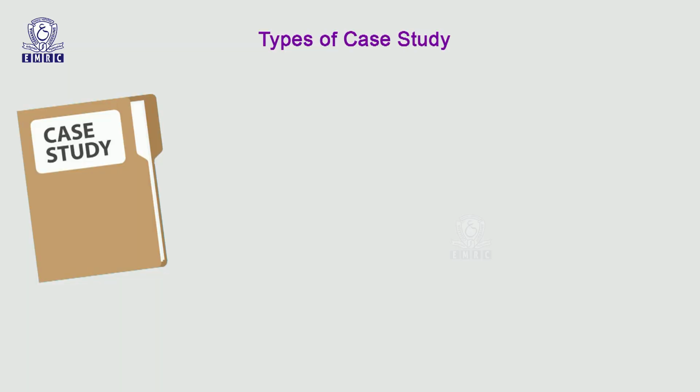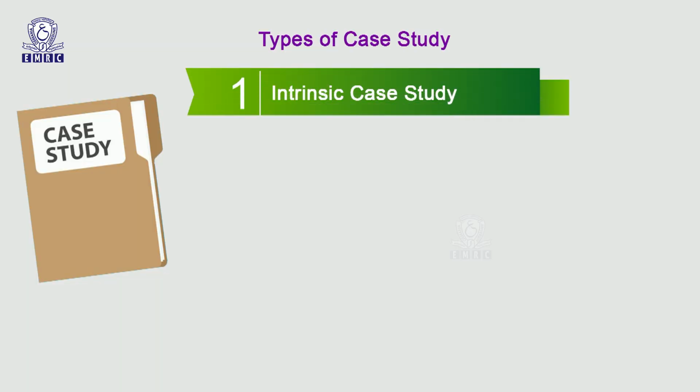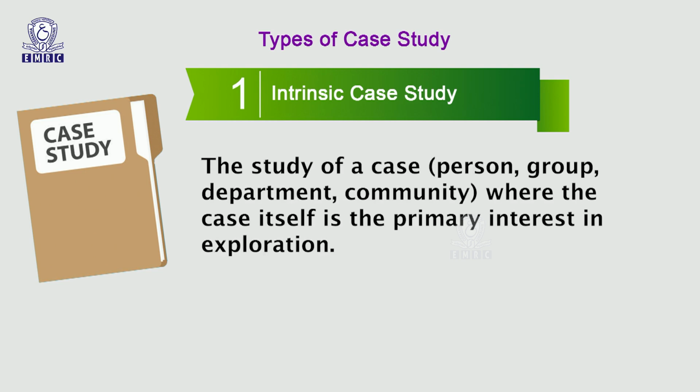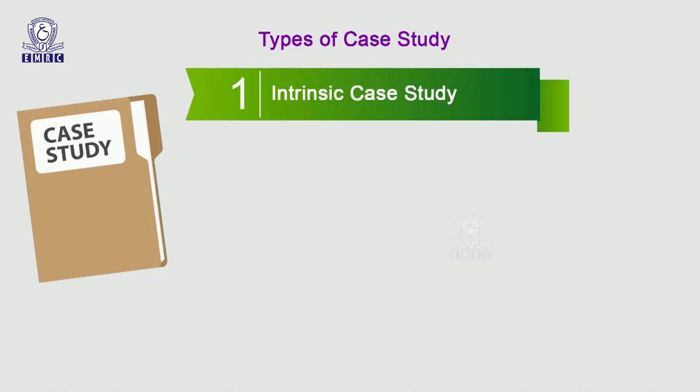Now, the different types of case studies. The first type of case study is intrinsic case study. The study of a case, that is a person, group or department or a community, where the case itself is a primary interest in exploration, is known as intrinsic case study. Here, the researcher does not have to select one particular case. For example, evaluating the implementation of a new principle in an organization.